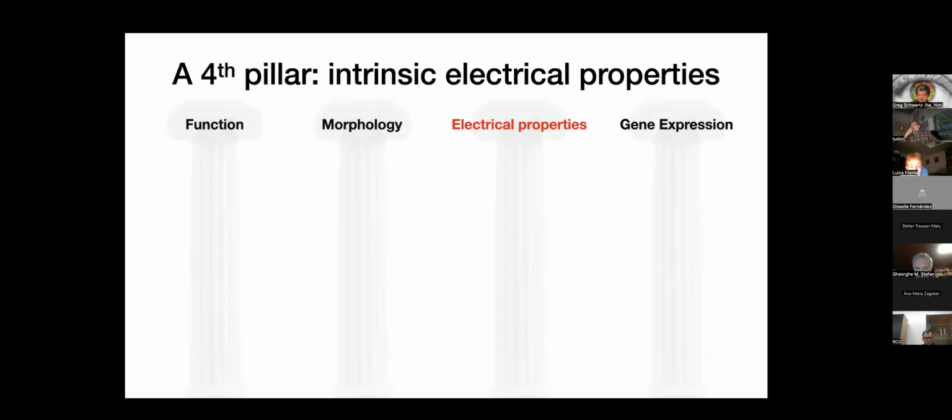Now I'm going to put up the pillars again, but now we have a fourth pillar, which makes the stool even more stable. We've got function, morphology, and gene expression, but importantly, amacrine cells have very diverse electrical properties too. We could have done this for ganglion cells, and we actually are doing this for ganglion cells as well. What I mean by electrical properties is how the cell responds when you inject current into it, not its whole upstream circuit and how it responds to light, but how it responds simply to current injections. For amacrine cells, that's more informative than it is for ganglion cells.